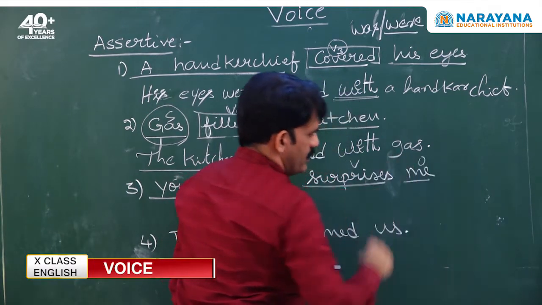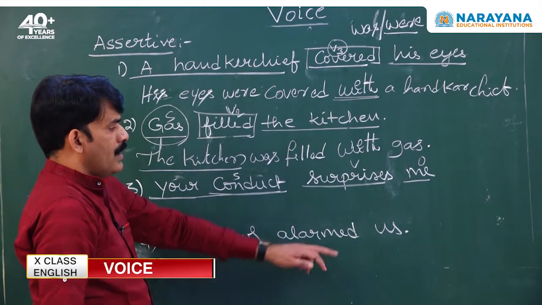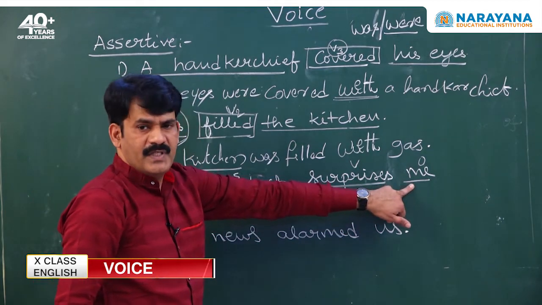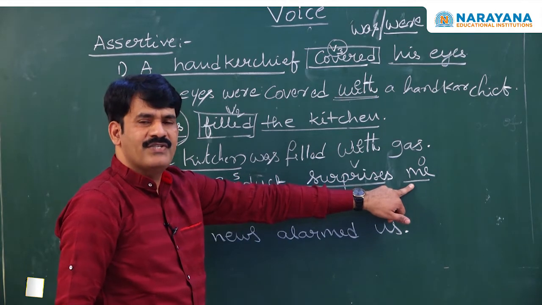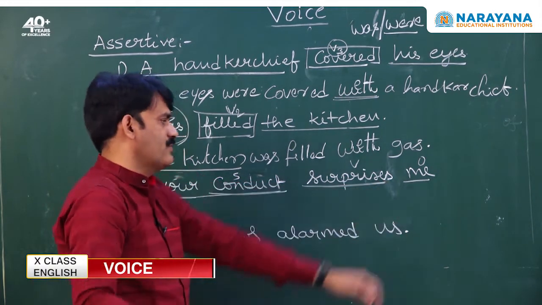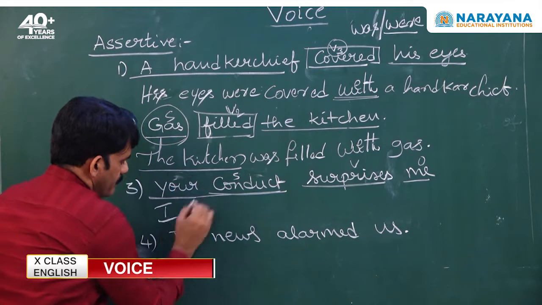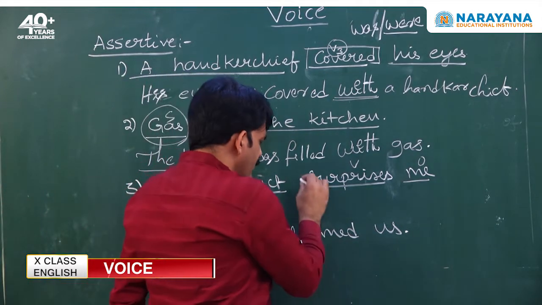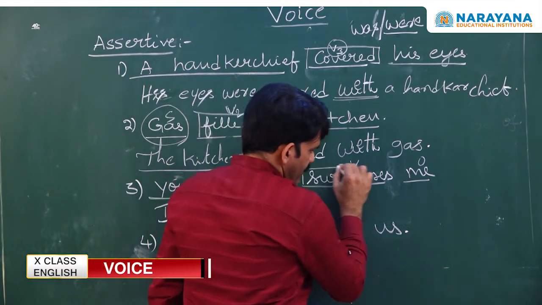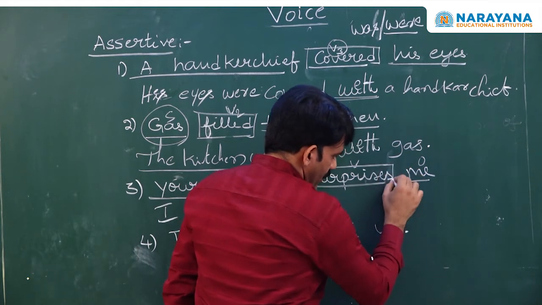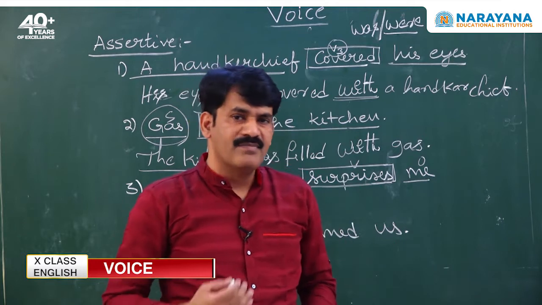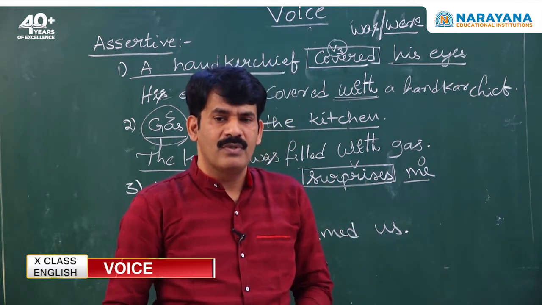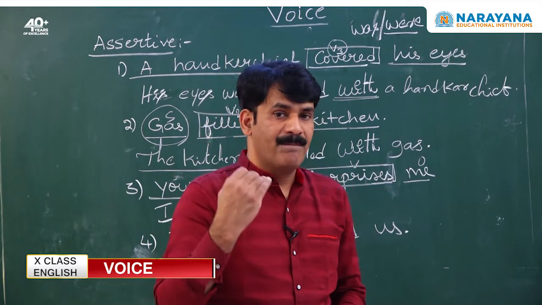Surprises is a verb. Me is an object. Once after identifying, the second step is to write the object form of the active voice as the subject form of the passive voice. Then, once after writing the object as a subject, I have to write the suitable be form. As the given sentence is in simple present tense, you have to use only simple present tense be forms.